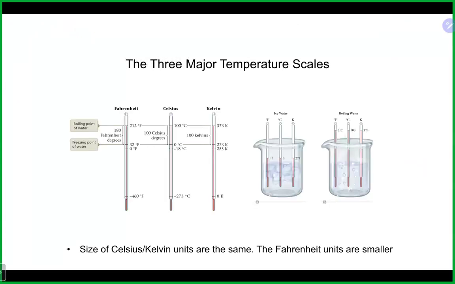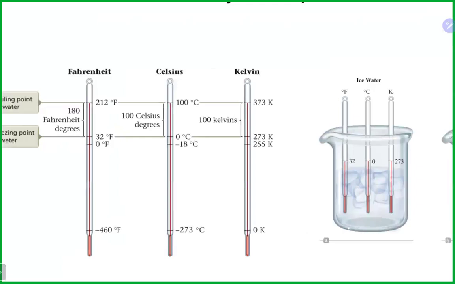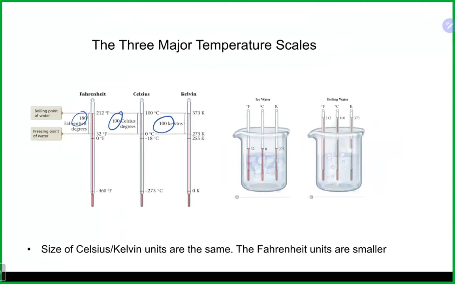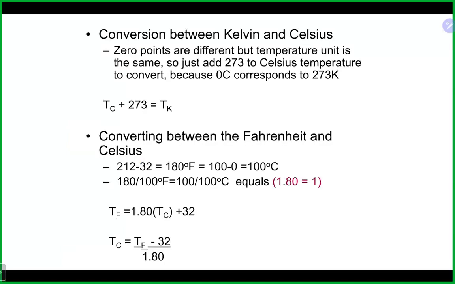So again, here are the differences between the boiling and freezing points of water. On the Fahrenheit scale, there's about a 180 degree difference between freezing and boiling. On the other two scales, there's a 100 degree or 100 unit difference between boiling and freezing. That is what gives us the conversion between the three different temperature scales. And you do need to know all of these.